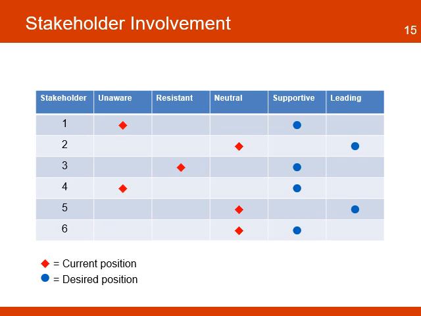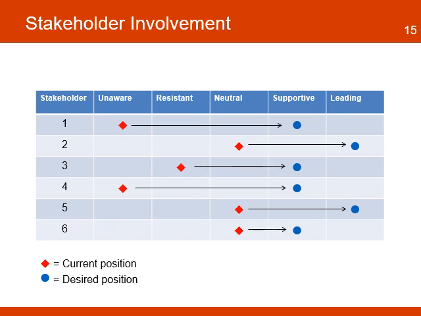The team can identify the current position of each stakeholder, marked with the red diamond, and then identify the desired level of involvement expected from the stakeholder, marked with the blue circle. The organization and the project team will use the information to develop the strategies to help stakeholders move across this chart using strategies such as communication, partnerships, and negotiation.